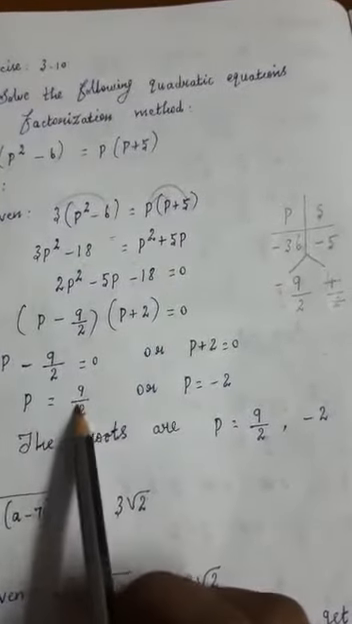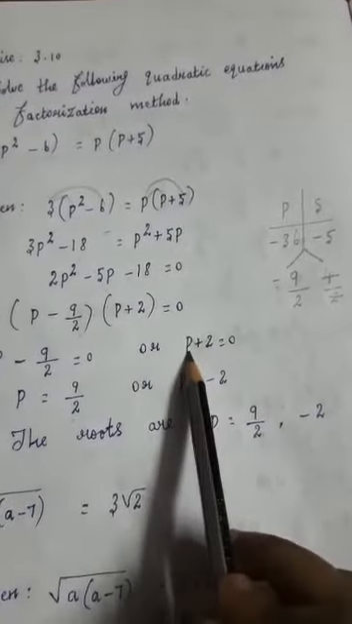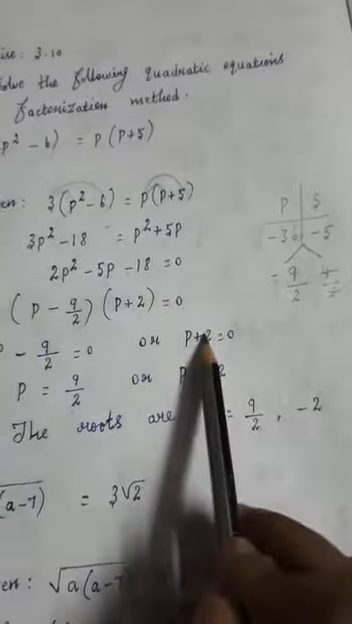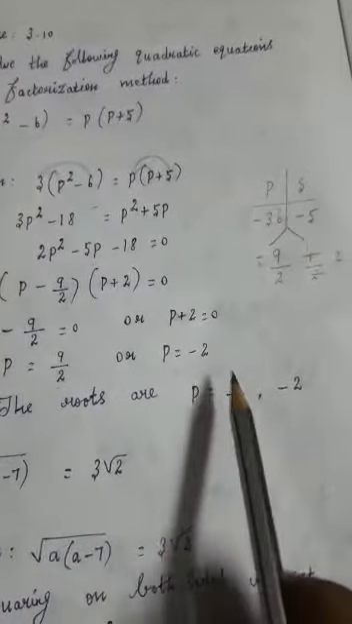If you transpose on the right side, you know that that's p plus 9 by 2, or p plus 2. The p is the p value you need to find out. That plus 2, if you take it on the right side, you know that the plus 2 will become minus 2. So now you have got the p value. Okay, so that is the answer. The roots are p is equal to 9 by 2 and minus 2. So these are the factors.